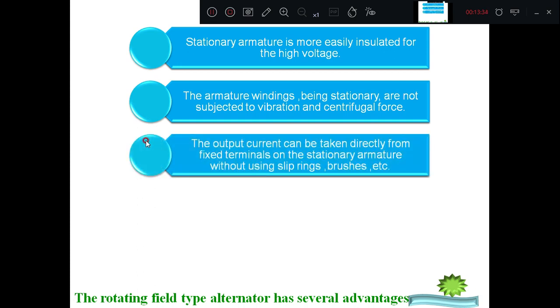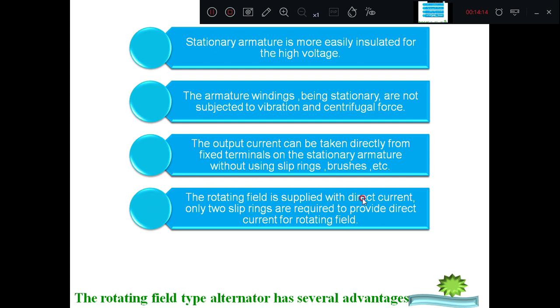The third advantage of having a stationary armature and rotating magnetic field is that the output current can be taken directly from the fixed terminals. That is, the armature is the stationary part, so the electricity we are tapping from the alternator can be tapped directly from the stator. If the armature is in the rotating part, then you have to get the electricity through slip rings. Tapping the electricity directly from the stator is very easy. Therefore, the armature is the stationary part and the field is the rotating part.